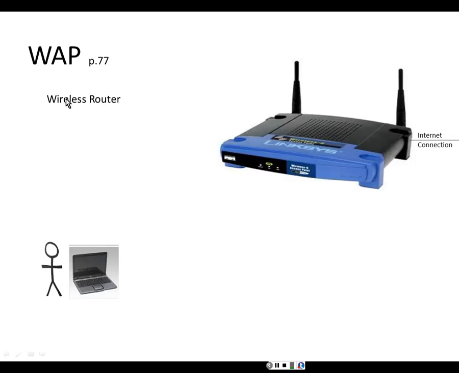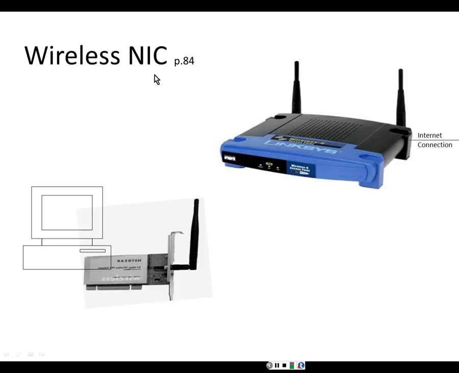A wireless switch is also called a wireless access point. A wireless switch is built into our wireless router, page 77, and the wireless switch allows PCs to connect to the wireless router. A wireless network interface card is a circuit board which plugs into the motherboard on the PC and allows the PC to connect to the wireless access point using radio frequency connection.